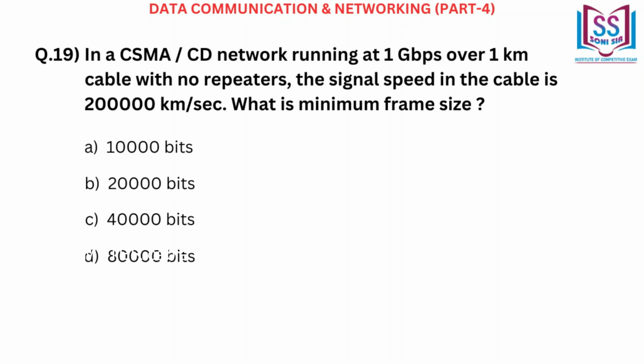In a CSMA/CD network running at 1 Gbps over 1 km cable with no repeaters, the signal speed in the cable is 2 lakh km per second. What is the minimum frame size? A. 10,000 bits. B. 20,000 bits. C. 40,000 bits. D. 80,000 bits. Correct answer A. 10,000 bits.